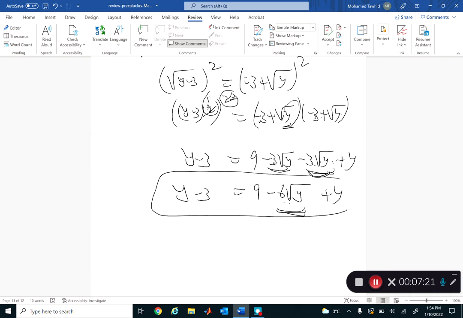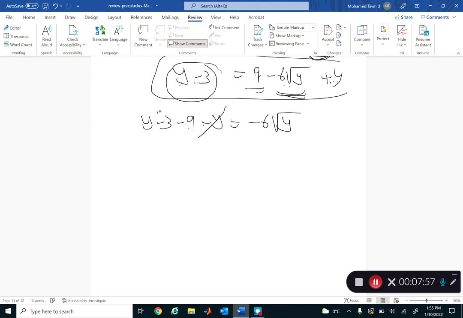Just, I'm going to repeat: leave your radical term on one side, take the other terms to the other side. So what do you have on the left? y minus 3, that's non-radical, right? So take 9 to the left, you have negative 9. Take y to the left, you get negative y, and here you get negative 6 square root of y. Simplify, look what you have: negative y cancels with y. Negative 3 with negative 9, you get negative 12, equal to negative 6 square root of y.